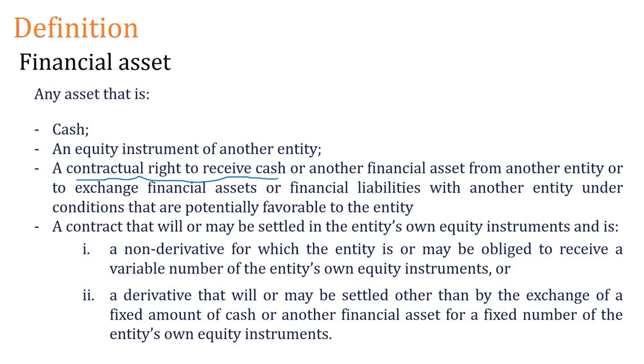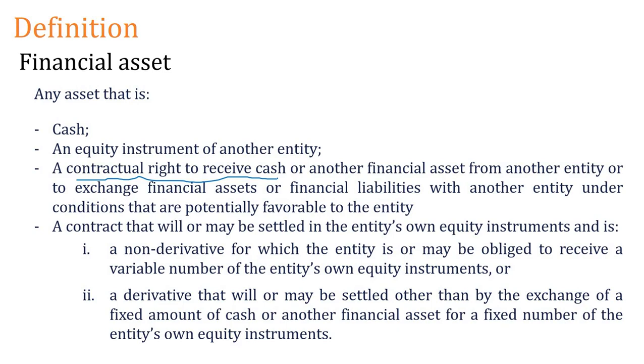Will or may be settled in the entity's own equity instrument and is a non-derivative for which the entity is or may be obliged to receive a variable number of entities' own equity instruments, or a derivative that may be settled other than by exchange of a fixed amount of cash or another financial asset with a fixed number of entities' own equity instruments. This is a little bit complicated to identify for the time being. So without this final point, we'll proceed. Later on, we'll come back here and see what this last paragraph says, right? Otherwise, it will get a little complicated.